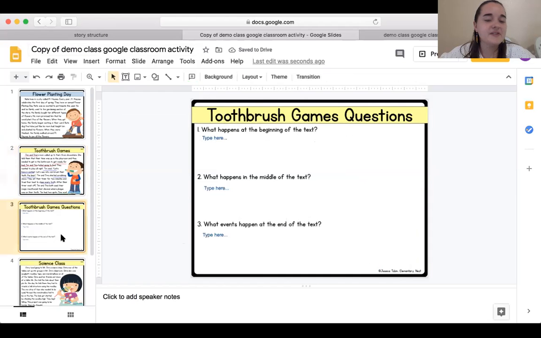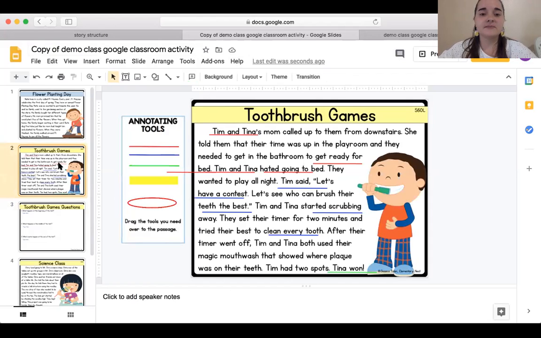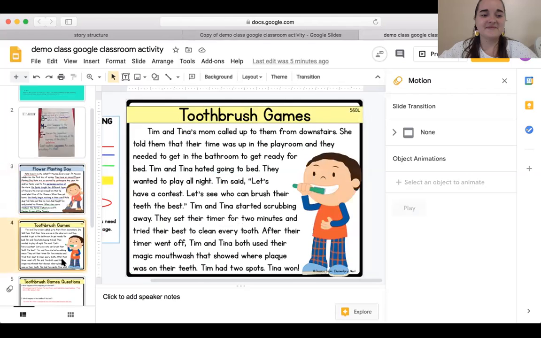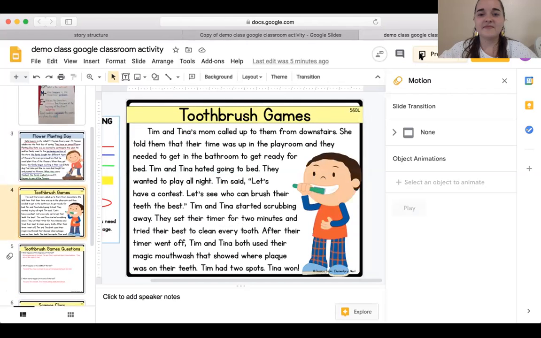Awesome. So now we're going to have questions to answer about the story. It says, what happens at the beginning of the text? So I want you to think, what happens at the beginning of the text? And we can look at where we underline too to help us. Jaden, what are you writing for the beginning? Good. Yes, write the character names, Tim and Tina. Very good.